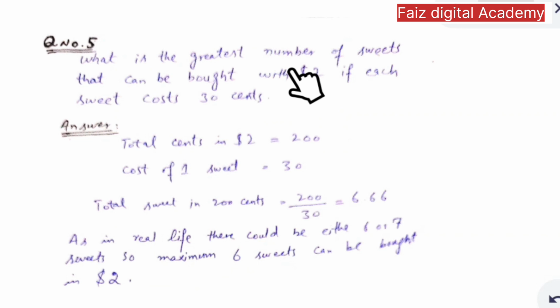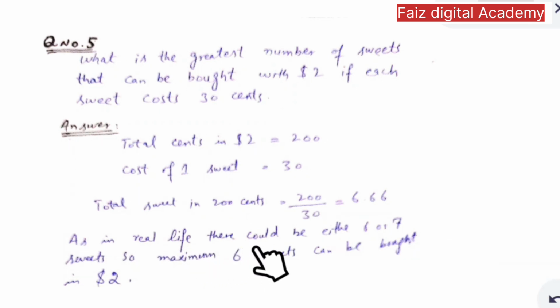Question number 5. What is the greatest number of sweets that can be bought with $2 if each sweet costs 30 cents? So first of all, we have to determine how many cents $2 has, and as we know that $1 contains 100 cents, so $2 will contain 200 cents. Then the cost of one sweet was 30. So in order to determine how many sweets we can buy with $2, we have to divide 200 cents by this 30 unit cost, and we get the answer 6.66.